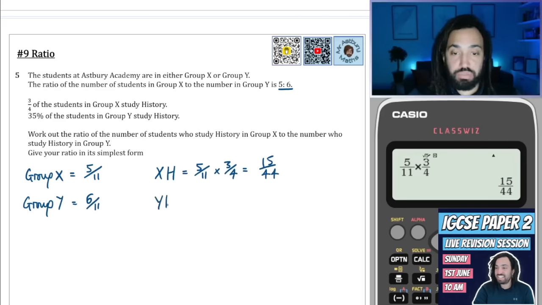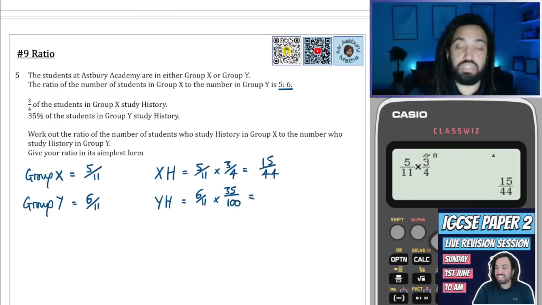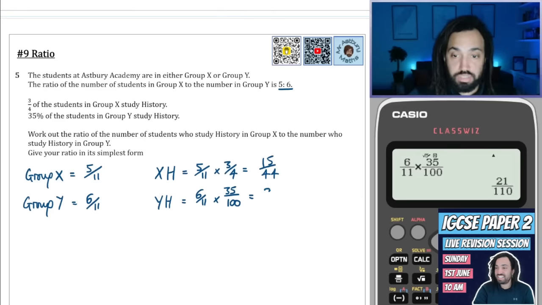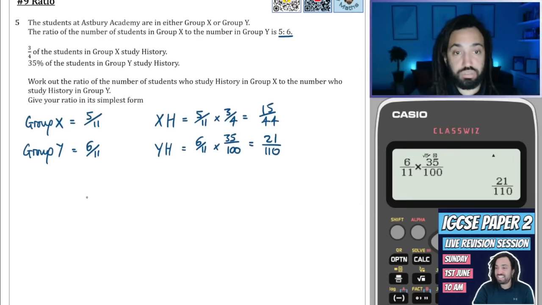And then the people who are in group Y and study history, well, that would be 6/11ths multiplied by 35%. Because again, 35% of the students in that group are going to be doing history. So we do that, whoops, like so. And that gives us 21 out of 120. Okay, so the ratio of group X to group Y, well, this is a fraction, so we can write it as a ratio, like so.